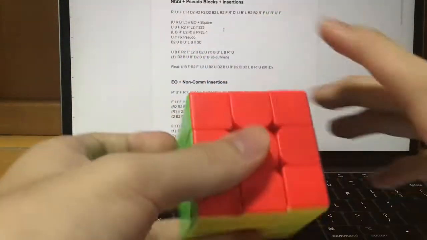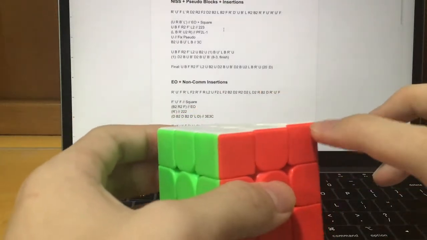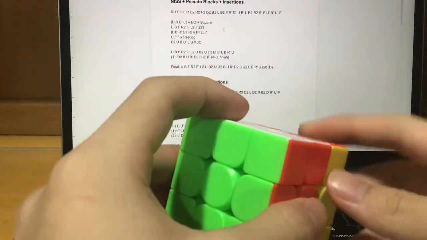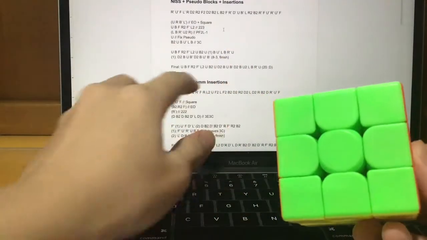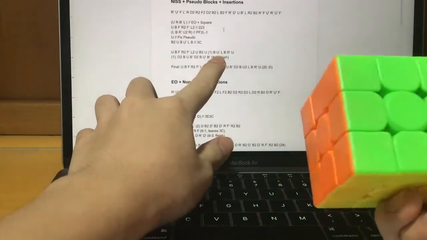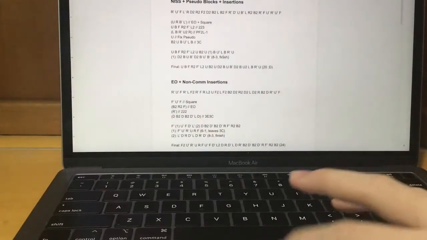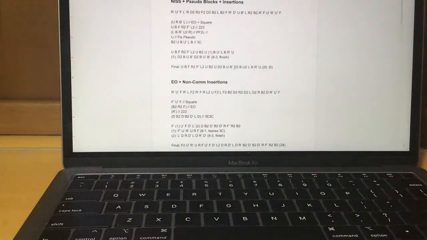Well, anyway, at that point, I saw you can do D2 and insert that. You can see this U prime B prime cancels with B U prime, so it's an 8 minus 3 to a solved cube. So I got a 20 move solve.